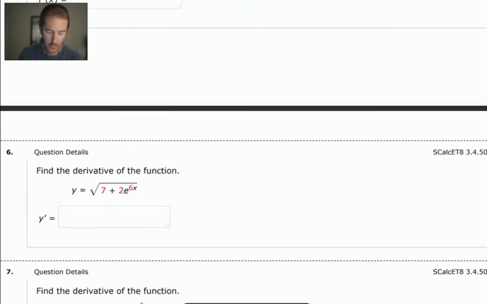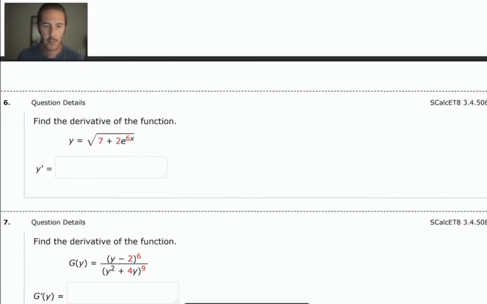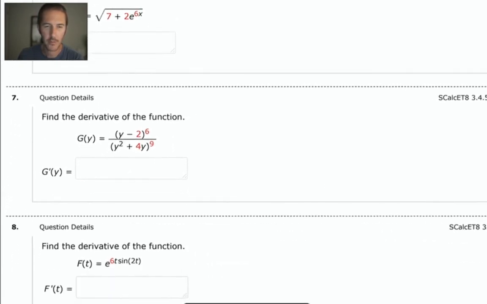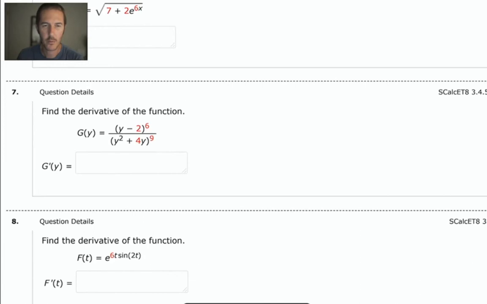Certainly there's a radical here, so the outer function is the square root function. The inner function is 7 plus 2 times e to the 6x. That's an exponential statement, so you've got a little bit of chain rule happening on e to the 6x. So a little bit tricky. Number 7 is a quotient rule. Maybe we'll come back to number 6. I haven't decided yet. Number 7, though, is a quotient rule with a double chain rule on the numerator and on the denominator.